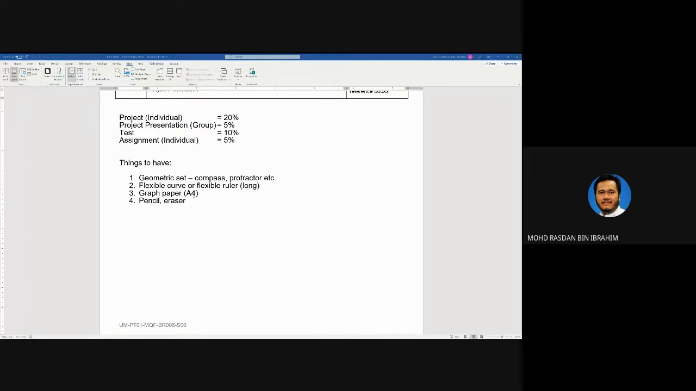Graph paper A4 and then pencil and eraser. Why do I need to tell you that you need to have pencil and eraser? Because from my experience, sometimes students only have pens. They don't have erasers and pencils. So I need to remind you that you need to have this too. All this.